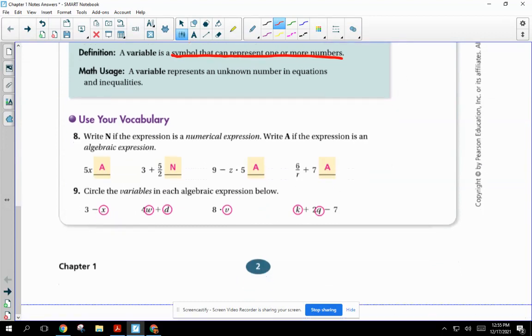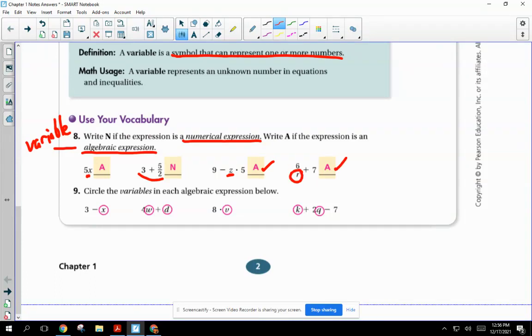Use your vocabulary. Write N if the expression is a numerical expression, and write A if the expression is an algebraic expression. So here we go. 5x is algebraic because it has what it is. There is a variable. Variable is algebraic. So this is a big thing. It has a variable in it. This has no variable number. So this is numerical. This one has a letter, so it's algebraic. This one has another letter or a variable.